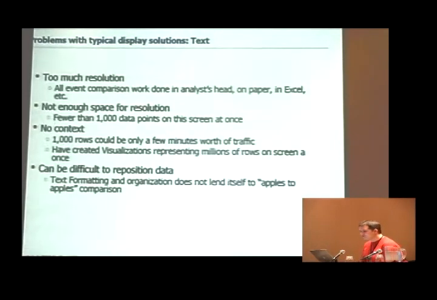So text, obviously, you just have too much resolution, or you don't have enough space for it. At this resolution, I've gotten 1,000 data points on screen at once. 1,000 versus 400 million is no contest. 1,000 rows of data in some of the networks we watch is a minute. That doesn't tell me anything about what I'm looking at. And again, it's difficult to reposition data when it's text. It's not apples to apples. Each line is different.